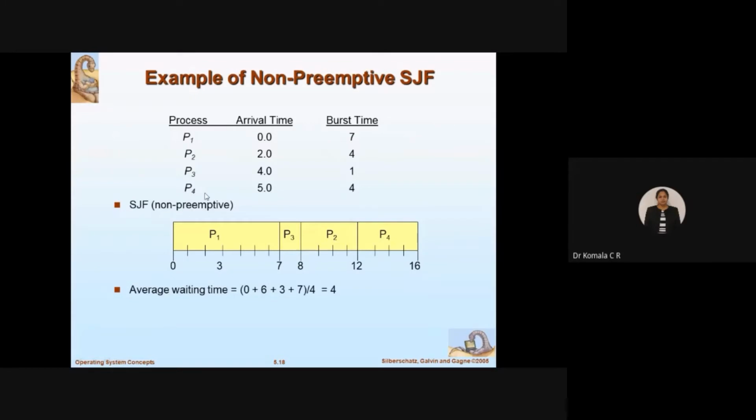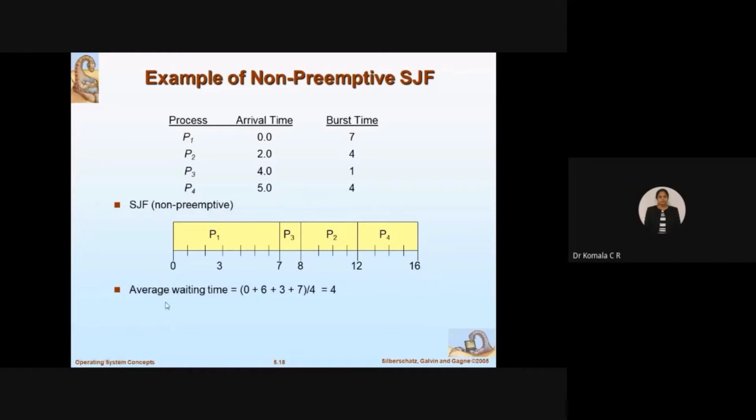Which job remains now? Only P4 is left at the end. So you start P4 now at the 12th slot. How much time does it need? 4 slots. So 12 plus 4 is the 16th slot. At the end of the 16th slot, you have completed P4 also. So all the processes are completed between 0 and 16 slots here.